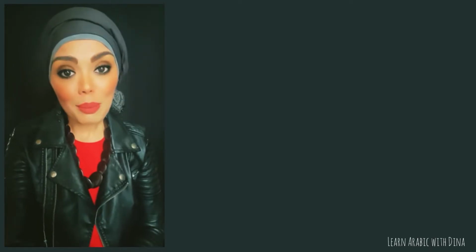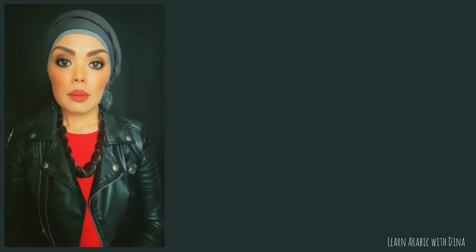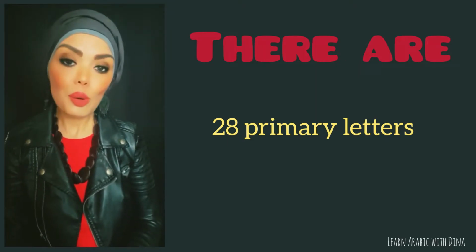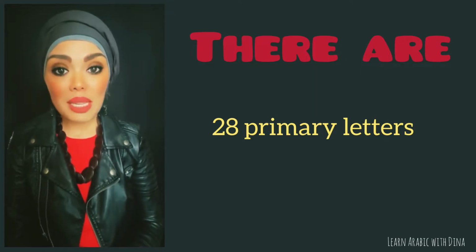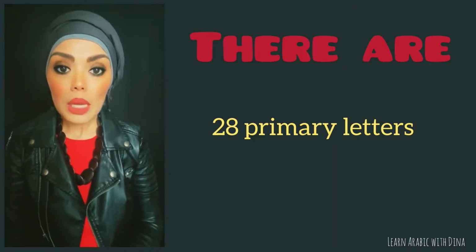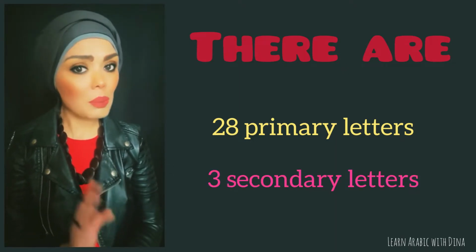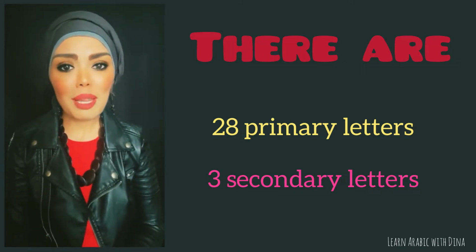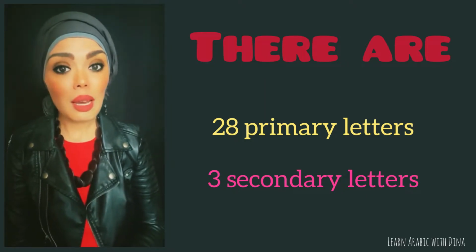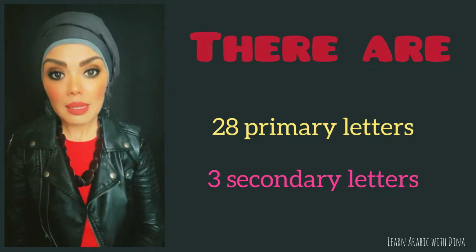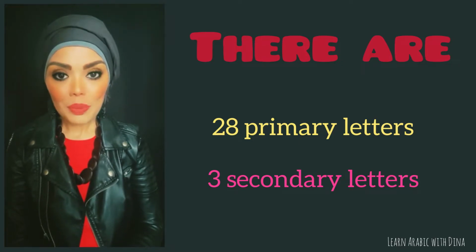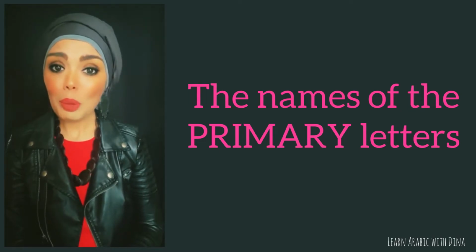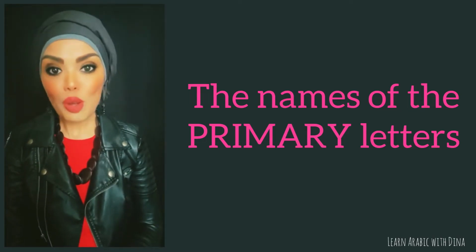Let's start with the Arabic letters. There are 28 Arabic letters, which we call the primary letters. They are called primary because they are the basis to form any word. And there are three other letters, which inshallah, maybe later we will learn them. They are called secondary letters, which, from their name, are secondary, not the basic letters to form the word. Let's start with the 28 primary letters, and we will be learning the names of those letters.